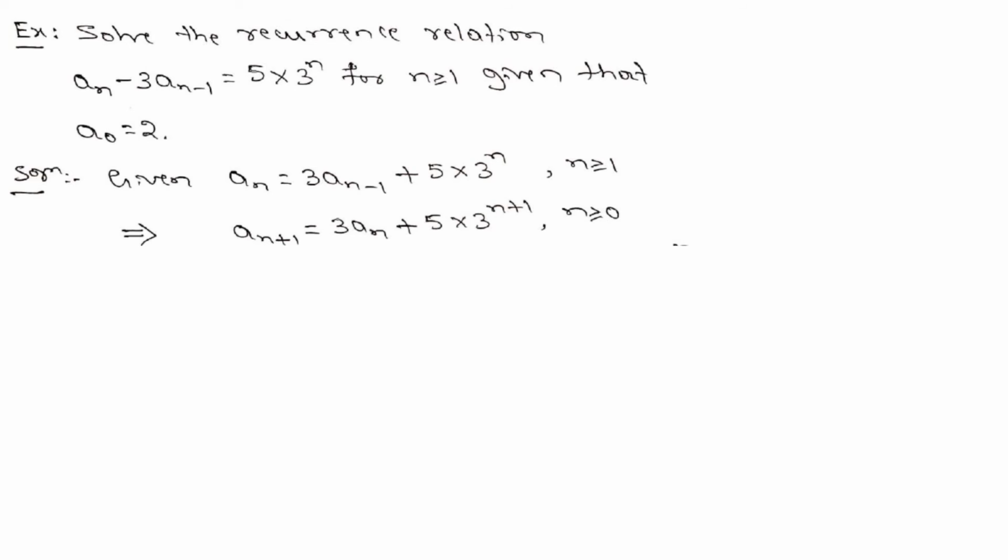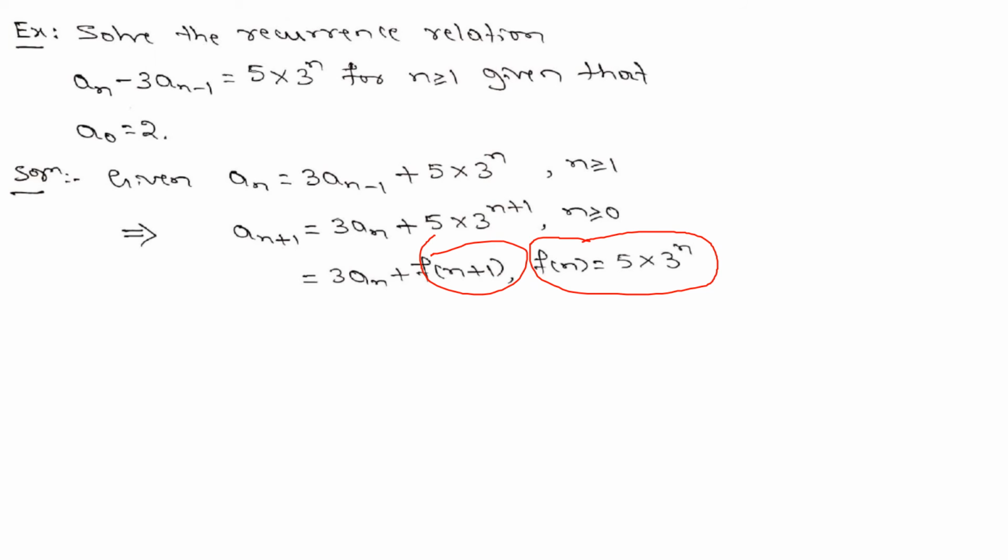The next step is replace n by n plus 1 everywhere. Replace n by n plus 1. Then this will be our f of n, and this is our f of n plus 1. We have written f of n and f of n plus 1.